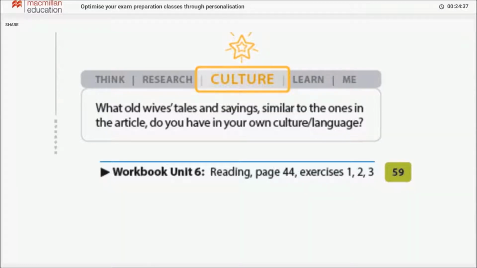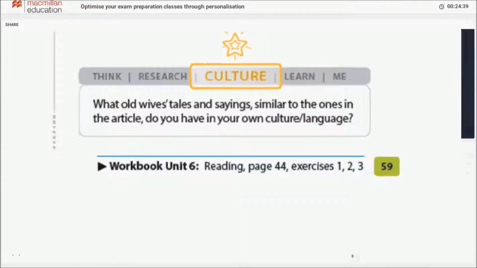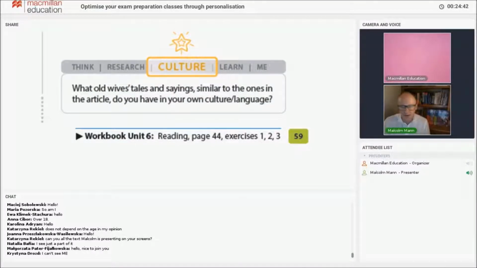Iwona, if you can hear me, I've lost the chat box, and it would be nice to see the chat box. Okay. So if you could bring that back, I don't know what you've done. Thank you. Is that possible? Yes. Thank you. Super.